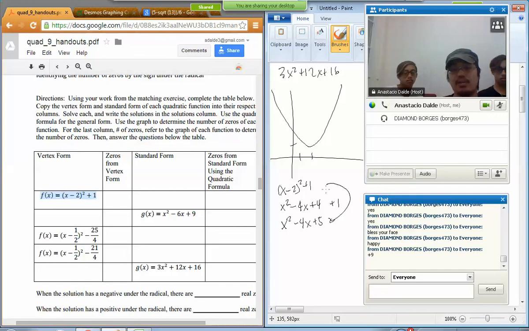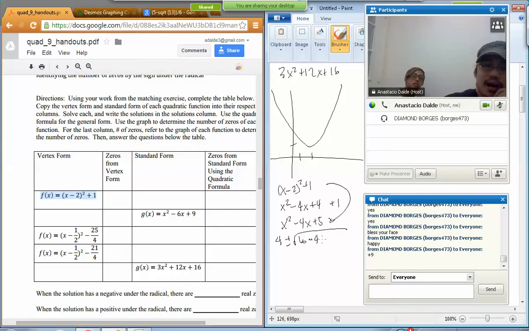If I were to use the quadratic equation on this, let's try it. What is A, B, and C? A is 1, B is negative 4, C is 5. So the quadratic equation is negative B, so that would be positive 4 plus or minus the square root of 16, because that's negative 4 squared, right? Minus 4 times A times C, so 4 times 1 times 5, that would be minus 20, over 2. So that would be 4 plus or minus the square root of negative 4, over 2.